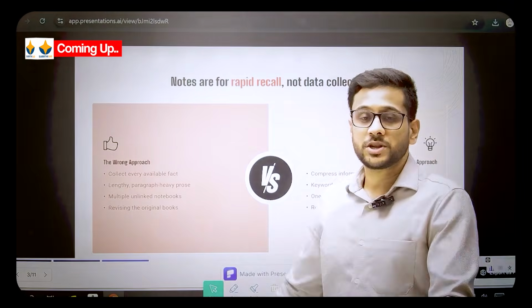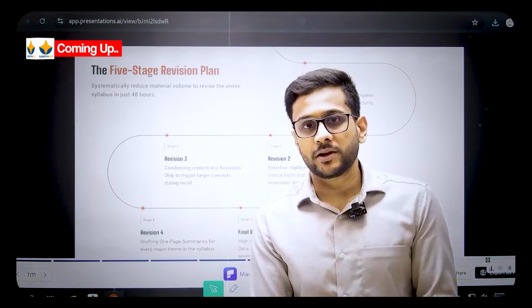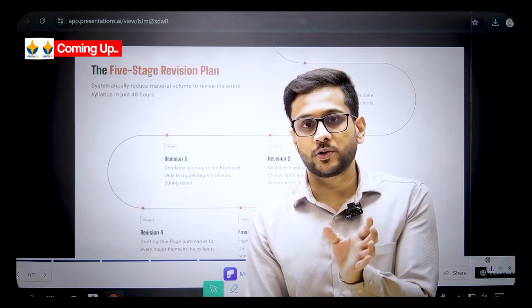Don't revise the original book, make notes out of it. If you feel some of the content in your notes you can remember, you can recall it easily, just remove that content and make your notes shorter.